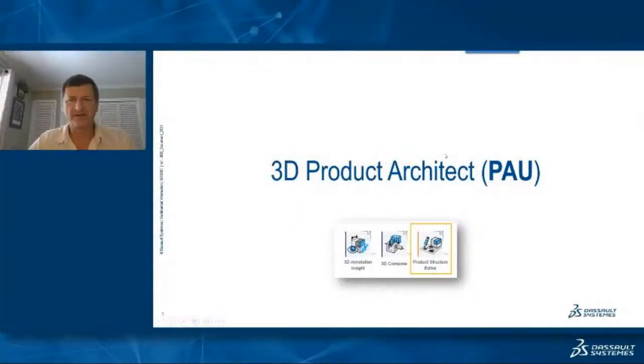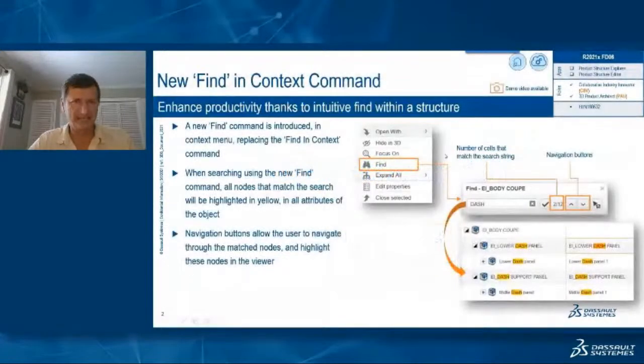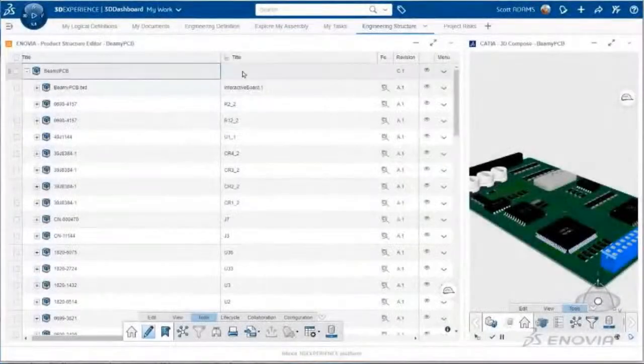Within the 3D Product Architect, we have a new Find in Context command. This replaces the previous Find command, which simply located a string or strings in the file that matched the search criteria. This now gives us a much clearer perspective of where the information is located in the structure of the tree. Let's take a closer look at this command.